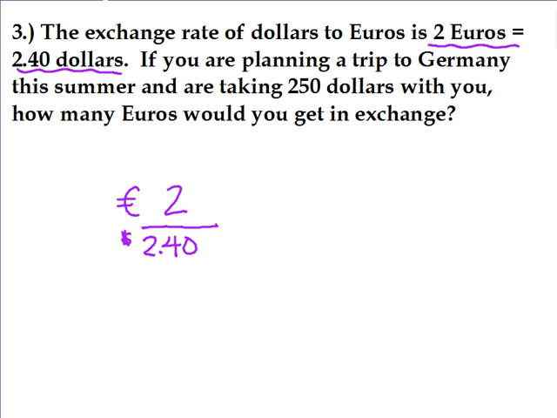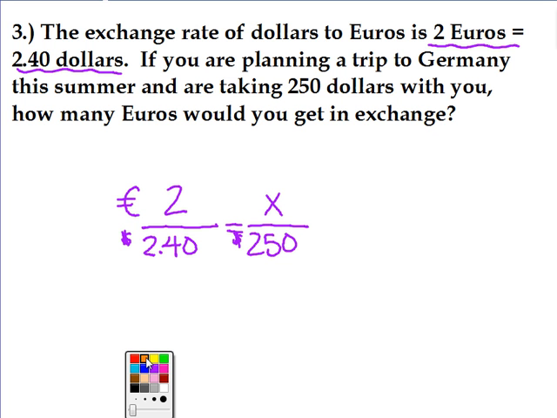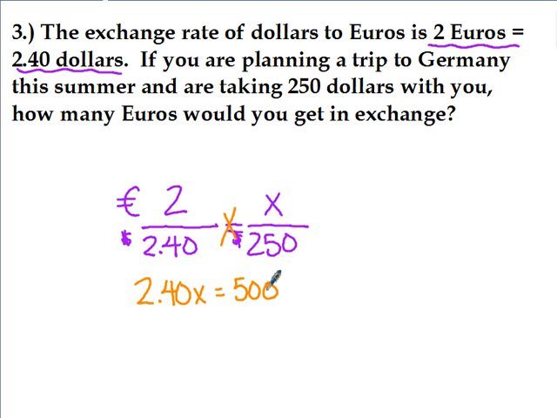So 2 euros to $2.40. And now I'm taking $250 with me, and how many euros would I get? So x is my euros, and dollars goes on the bottom there. So cross multiply. So I get 2.40x is 500. Divide by 2.4, or 2.40.